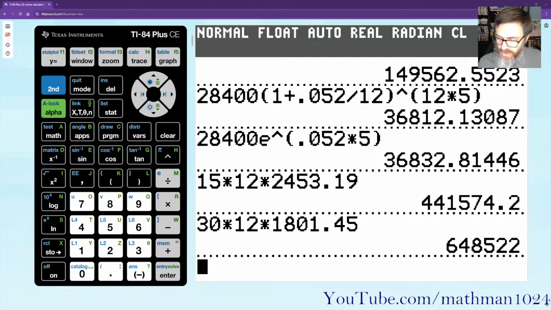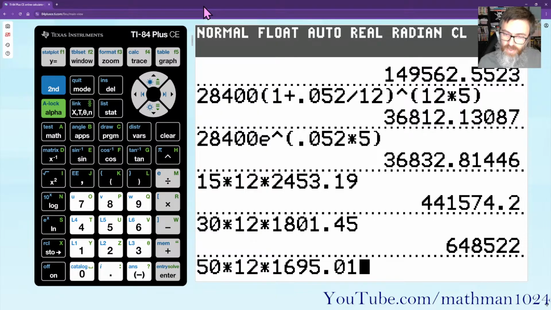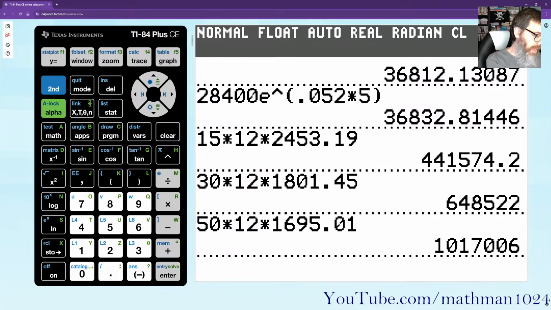Let's look at your 50-year mortgage. 50 years, 12 payments, and that's $1,695.01. So that's $1,017,006, meaning that the bank will earn $717,006 from you doing that.